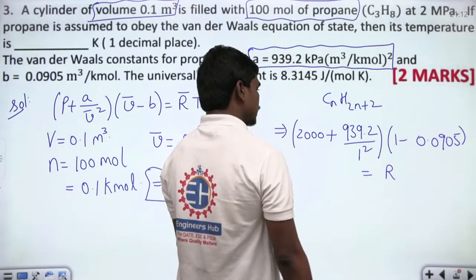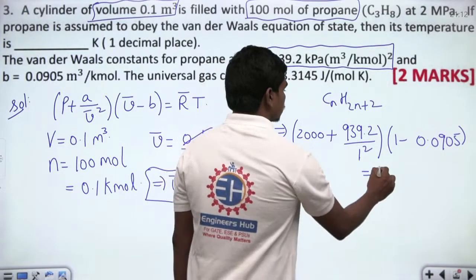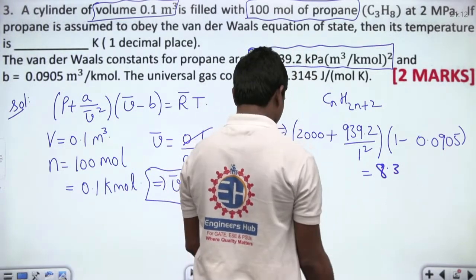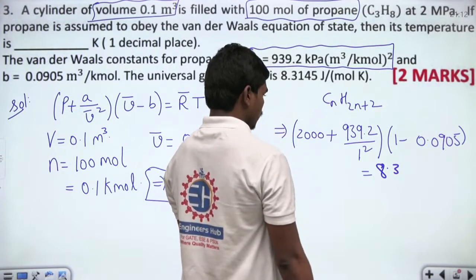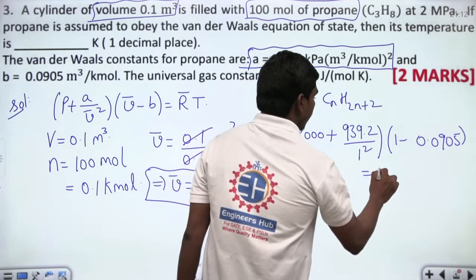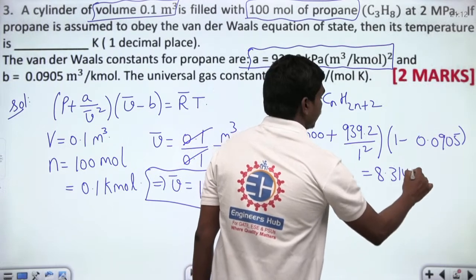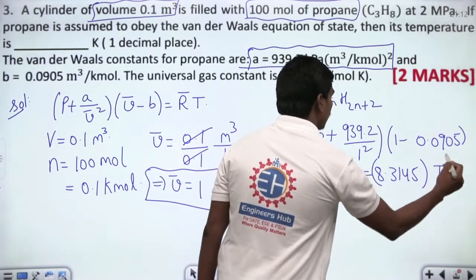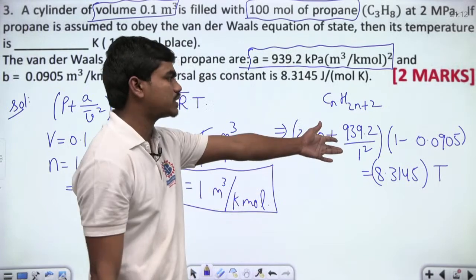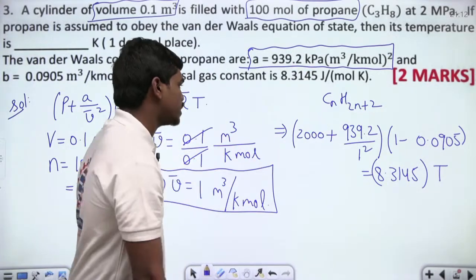So let us straight away write this R as 8.3145 into T. Just a second, some setting has got changed. So we need to get the value of T from this equation, and it's a simple equation, only one variable and one equation. So let us try to solve.